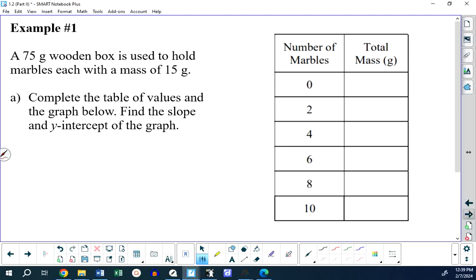Do you remember, I think it was Brennan's example of the logs on the logging truck? You remember that? And when we first did it, I said, are we going to include the truck? And he said, no, because that would be direct. But if we include the truck, that means when there's no logs, you still have a mass or a weight. It's the same kind of thing here. So what would the mass be with no marbles? Well, it would be 75 grams.